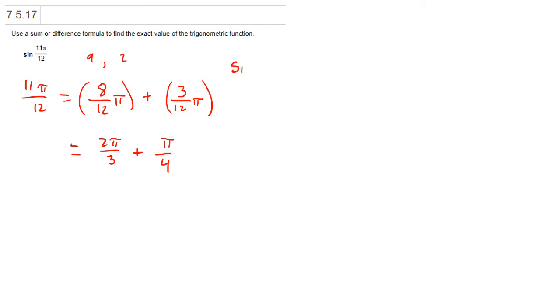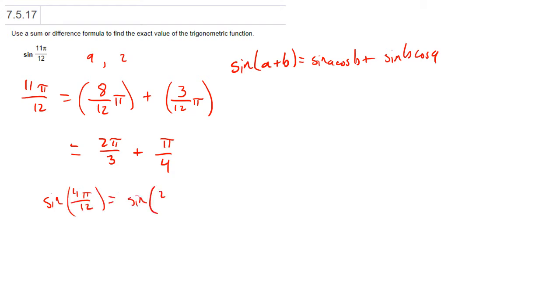Now the sum formula for sine is that the sine of a plus b is sine a cos b plus sine b cos a. So the sine of 11 pi over 12, that's the sine of 2 pi over 3 plus pi over 4. Following that formula, it's the sine of the first angle times the cosine of the second, plus the sine of the second angle times the cosine of the first.